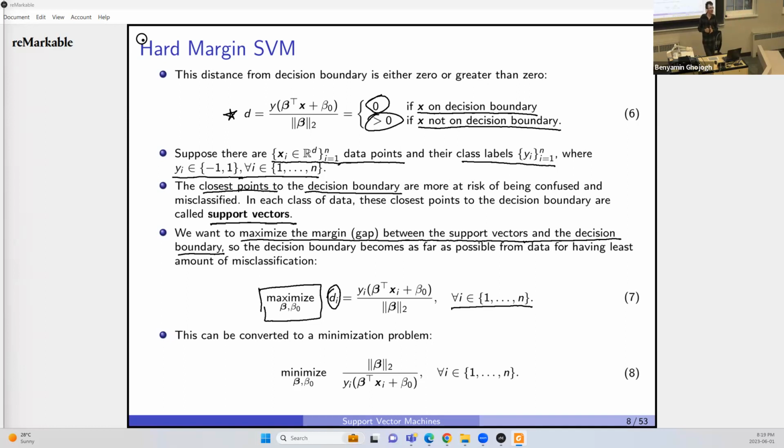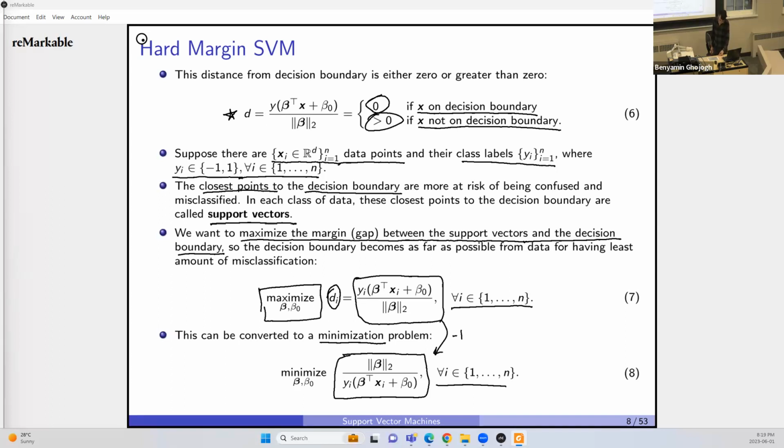So, I'm maximizing this distance. And the optimization variables are beta and beta zero. These are the optimization variables, right? Because beta and beta zero determine the equation of the decision boundary. This can be converted to a minimization problem. How? I just use its reciprocal. Minimize the reciprocal of this, for all of the points.